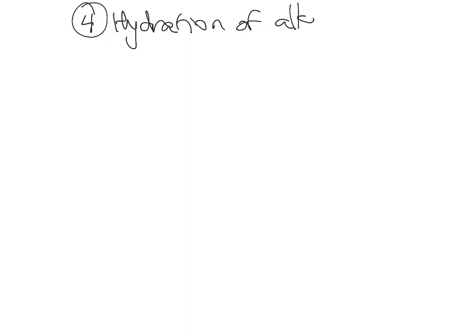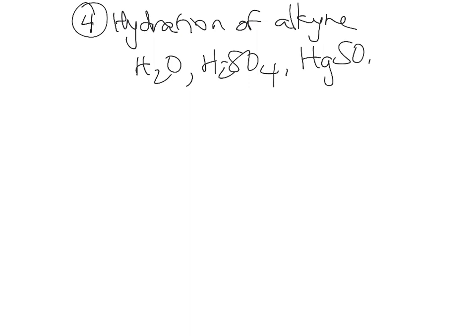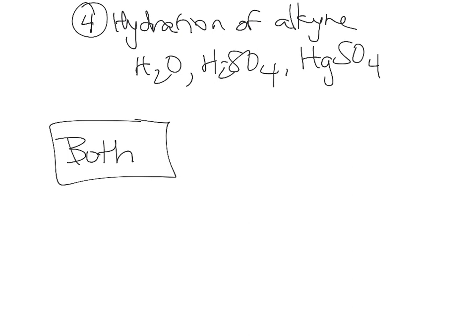Last option is hydration of an alkyne. To get the aldehyde, you had to use hydroboration. To get the ketone, you just need water, sulfuric acid, and mercury sulfate. So that's going to give us a ketone. You can get both aldehydes and ketones by doing oxidative cleavage. So remember oxidative cleavage of alkenes.